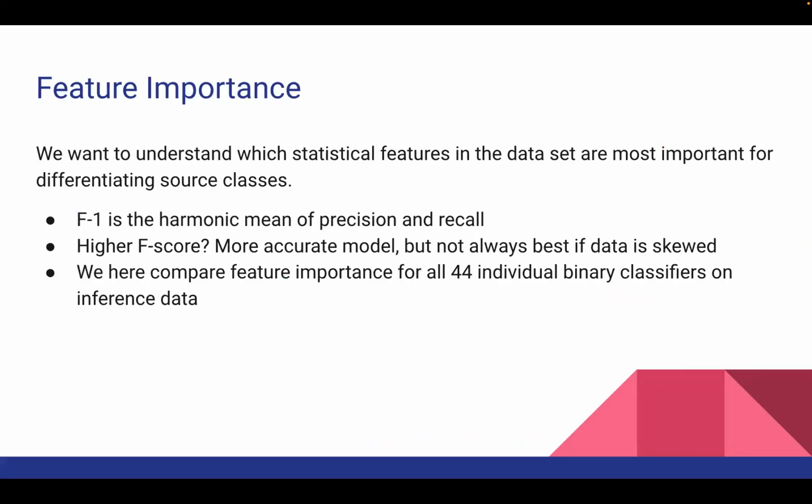But one of the key benefits of XGBoost is that it's easier to test feature importance. So the F1 is the even-weighted harmonic mean of precision and recall for each particular binary classifier. If you have a higher F score, it's more accurate, but it's not necessarily best if the data is skewed, that is unbalanced. High recall in that case, you might want to look at precision instead.